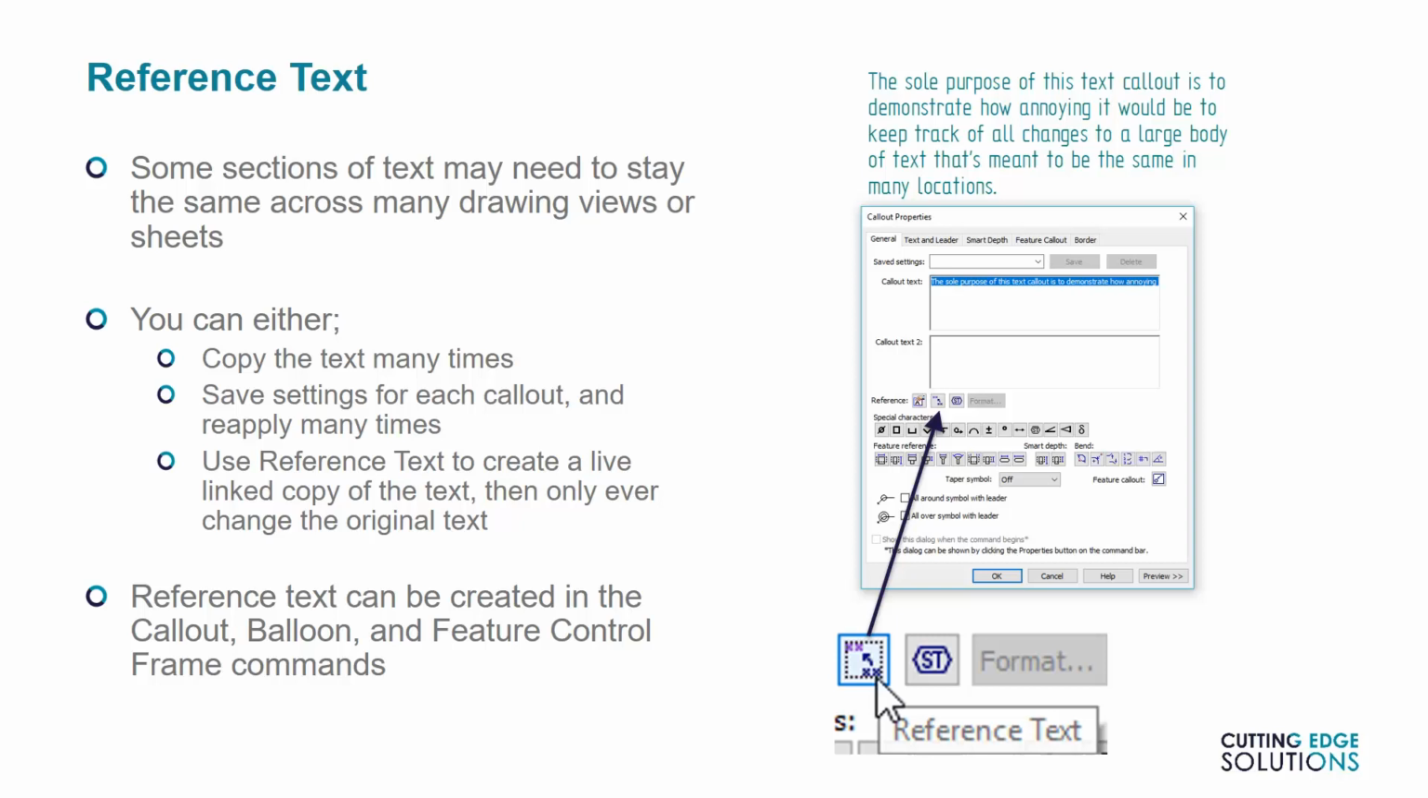A better way to achieve this would be to create reference text from existing annotations. This command is available in the callout, balloon, and feature control frame commands, or anywhere you see this little button with 2 blue crosses, 2 purple crosses, and an arrow between them.